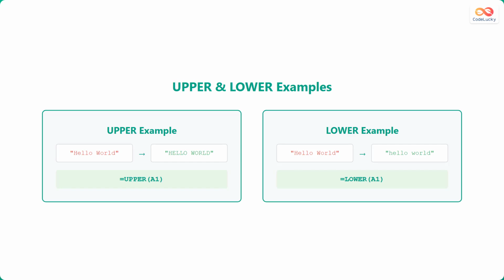For the lower example, the input text is Hello World. After using the lower function, the output is hello world. The formula used is equals lower, open parenthesis, A1 close parenthesis.